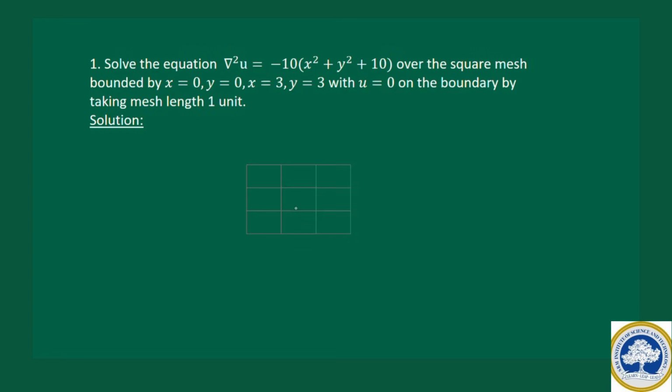Now let us consider a square mesh. The horizontal line is considered as the x-axis, so the x-axis means y = 0. So this is the line y = 0, and this is the line x = 0, that is the y-axis. This is to be considered the origin. Now from this x = 0, y = 0, this is the line x = 3 because it is given here, and this is the line y = 3.